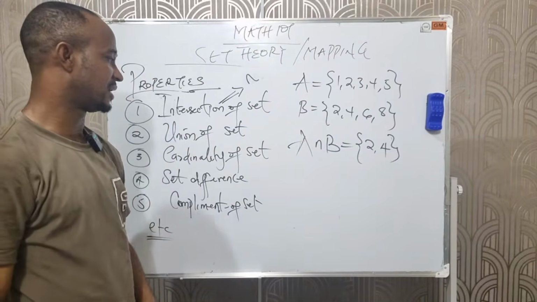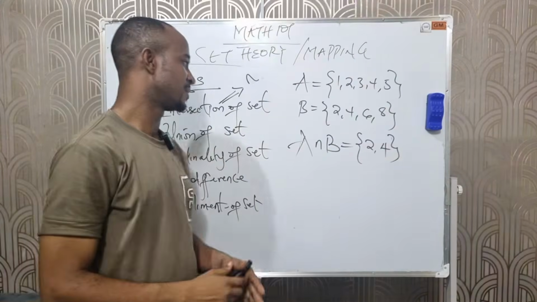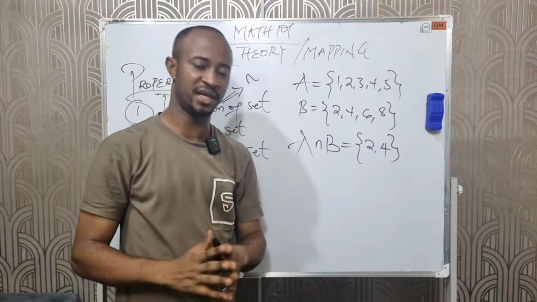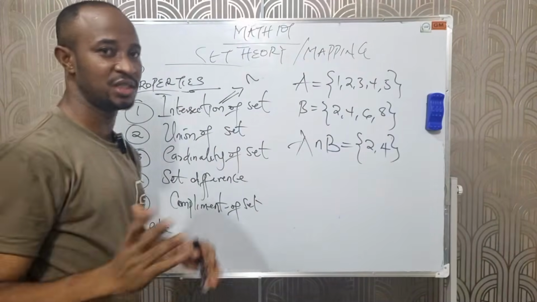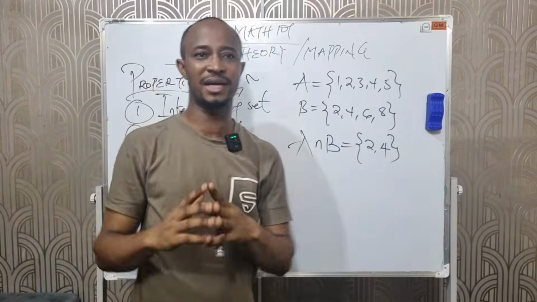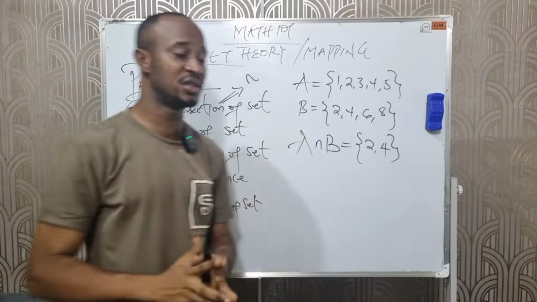But don't forget that when there is no intersection between two sets, those two sets become what? A disjoint set. We have already explained what disjoint means: when two sets have no elements in common, they are called disjoint sets.